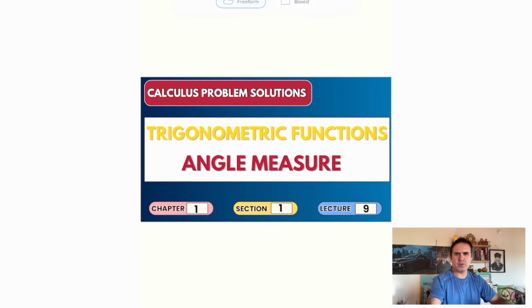This is Chapter 1, Section 1 and Lecture 9, Trigonometric Functions, Angle Measure. In this lecture, we are moving on to angle measure in calculus. Understanding angle measures will help you throughout trigonometric functions.